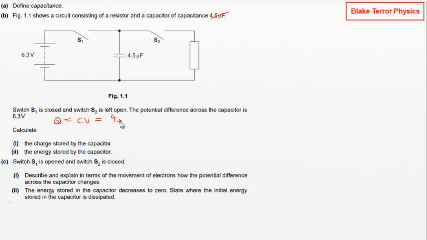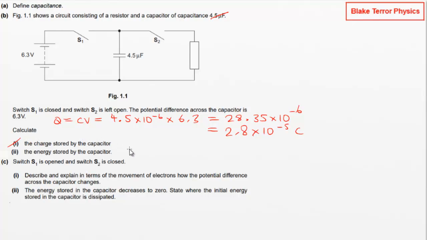So we've got 4.5 times 10 to the minus 6 multiplied by 6.3. So we want 4.5 6.3s. 4.5 sixes is 27. 4.5 0.3s is 1.35. So 28.35 times 10 to the minus 6, which is going to be 2.8 times 10 to the minus 5 coulombs.